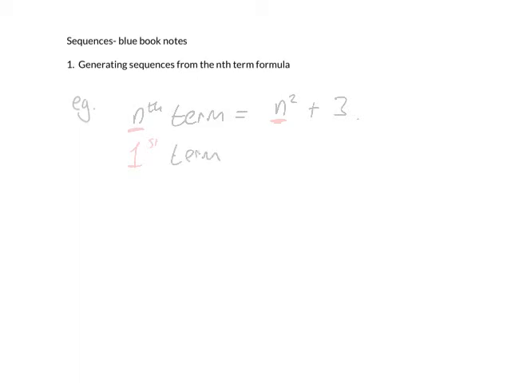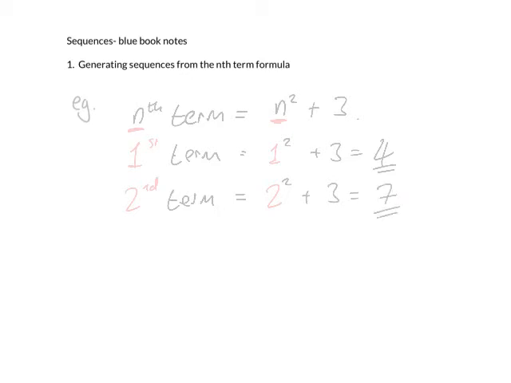Okay, you may be given an nth term formula and asked to generate a sequence from it. So the formula at the top is given to you as part of the question. How you find the first term is by changing n to the number 1. So instead of the nth term, it's the 1st term, or the first term, and you find it by doing 1 squared plus 3, and that equals 4. For the second term, it's 2 squared plus 3, and that equals 7.